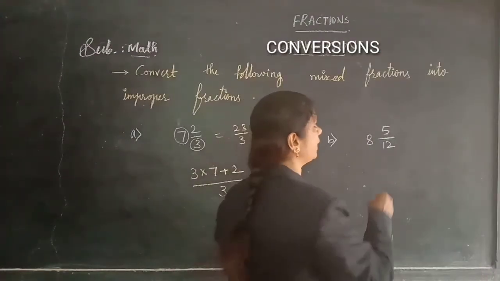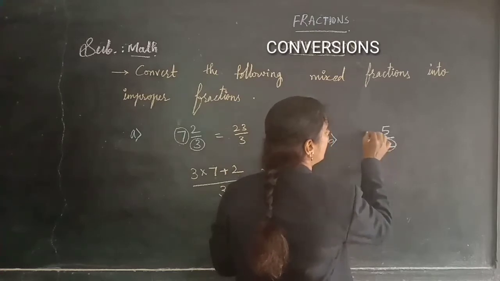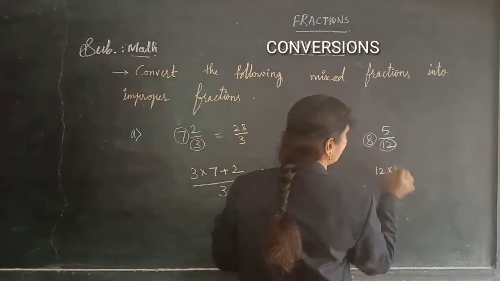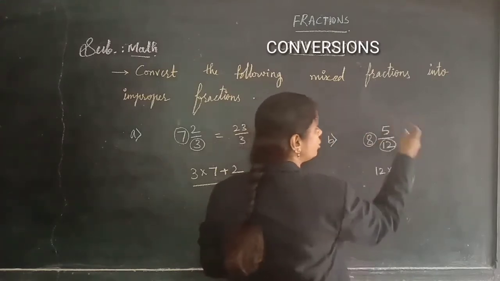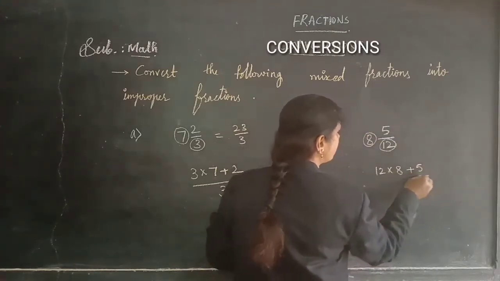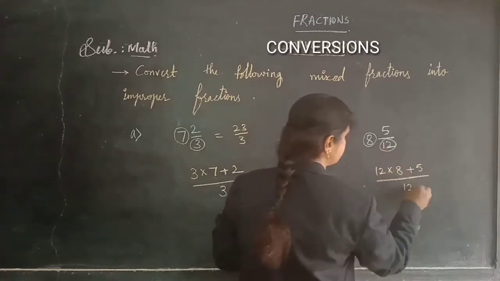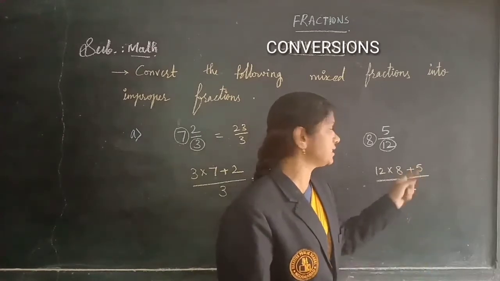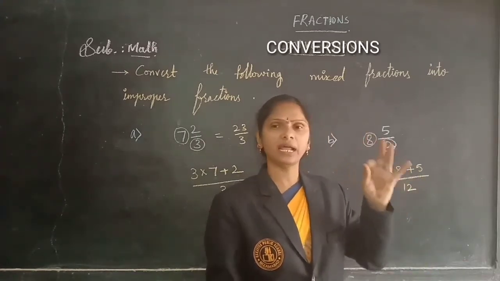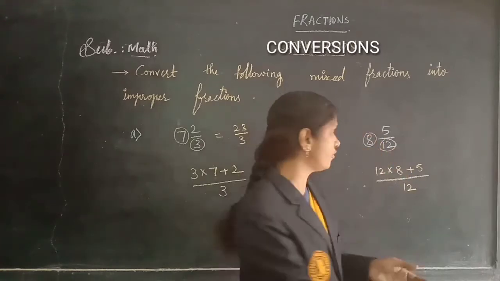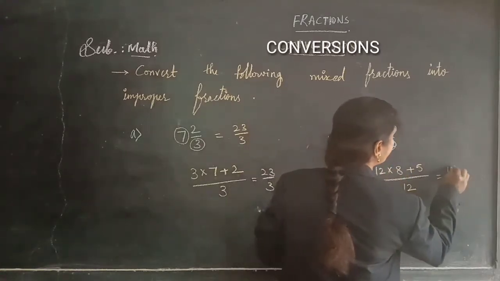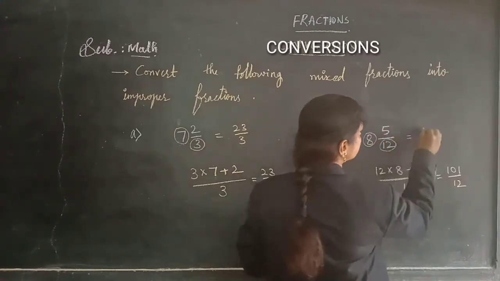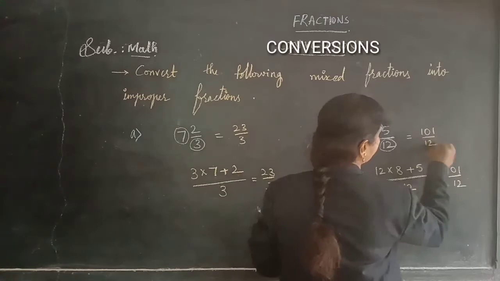Next problem, children. Here you need to multiply the denominator and its whole number. So the denominator is 12 and the whole number is 8. And you need to add the numerator to that product, with the denominator as it is. Now 12 8s are 96, children. 96 plus 5: 97, 98, 99, 100 and 101. So here 8 5 by 12 is equal to 101 by 12.